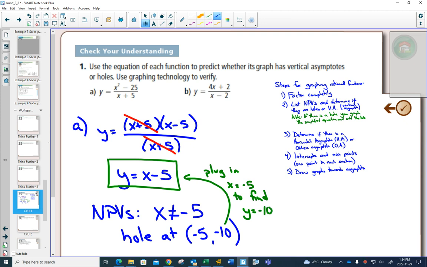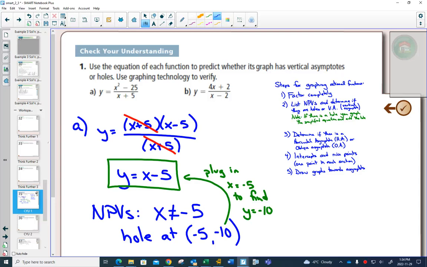Ourselves, because sometimes you look back at your notes like, where did I get the minus 10 from? So there's a little note there that once it's simplified, you can find the hole by plugging it in. That point is normally part of that line, but since it's a non-permissible value, we have to take it out in this situation.